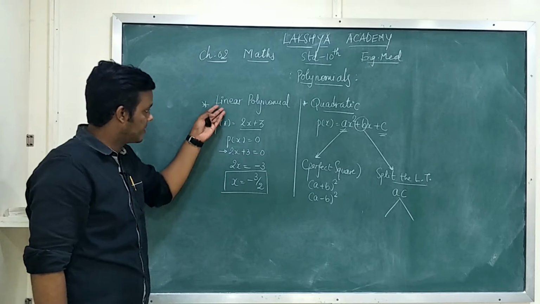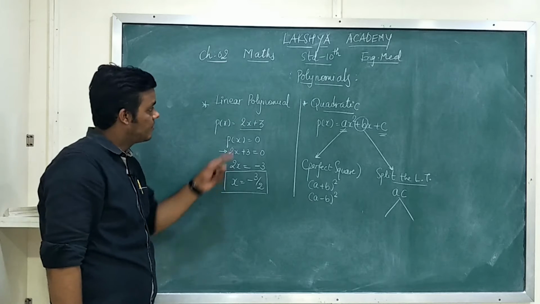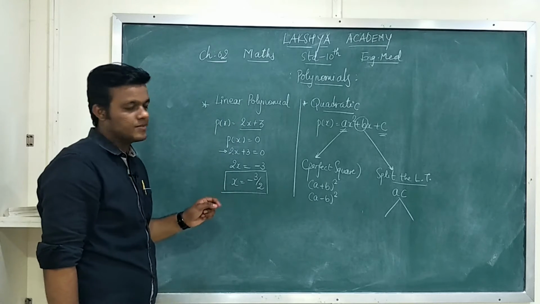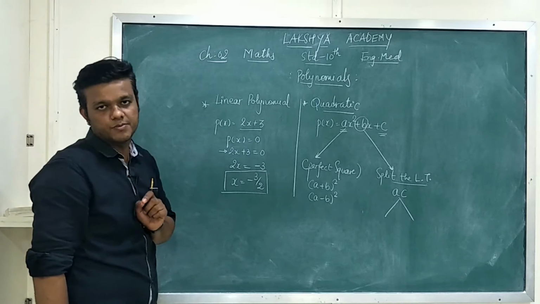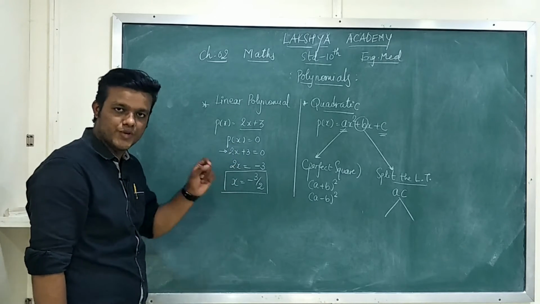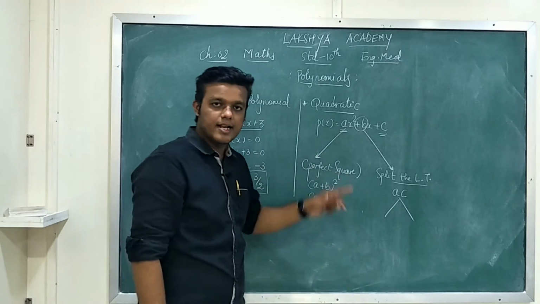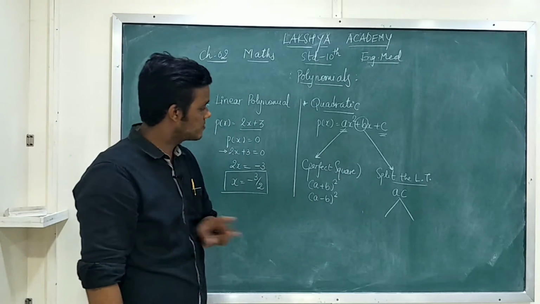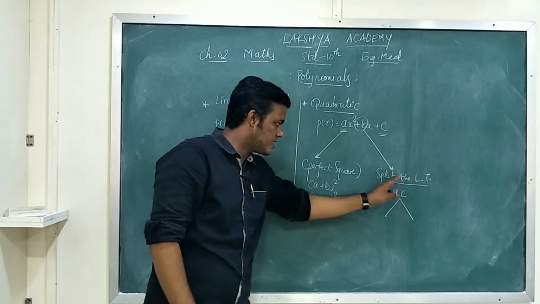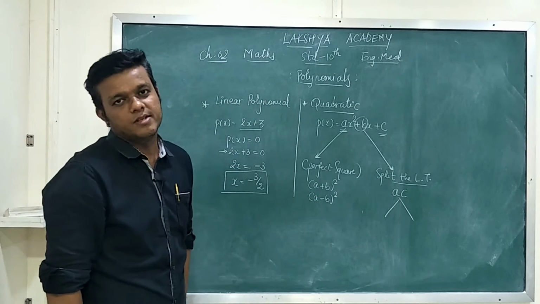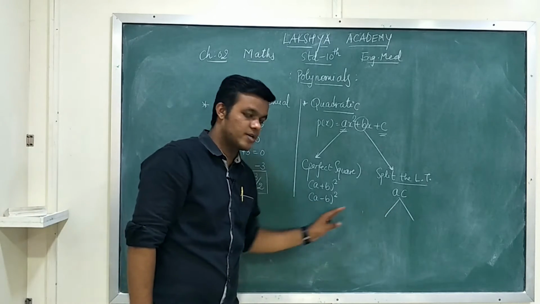First of all, we have seen linear polynomial, how to find the zero of a linear polynomial. Just take p of x equals 0, then make x the subject. You will get the value of x, which will be your zero. Moving towards quadratic, there are two different ways to find zeros. First one is perfect square, second one is splitting the last term. Now we will try to solve the examples on the basis of these methods.